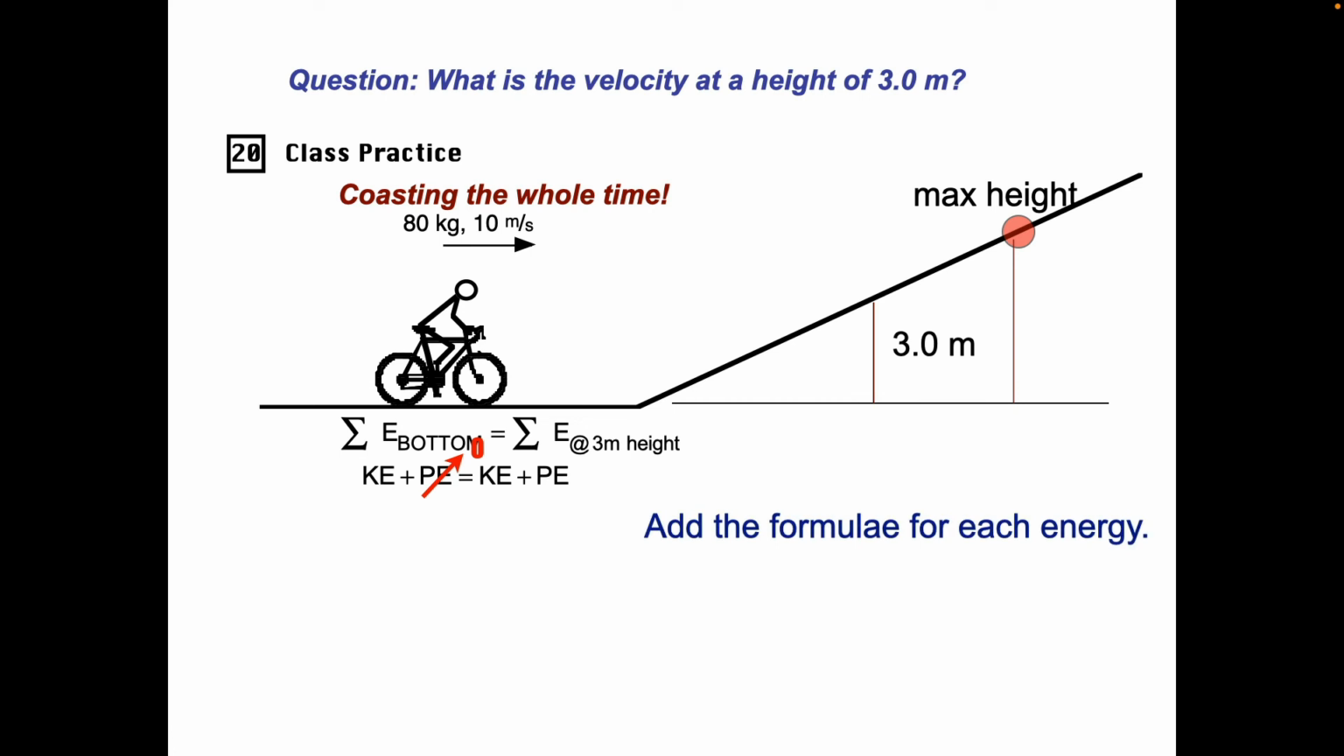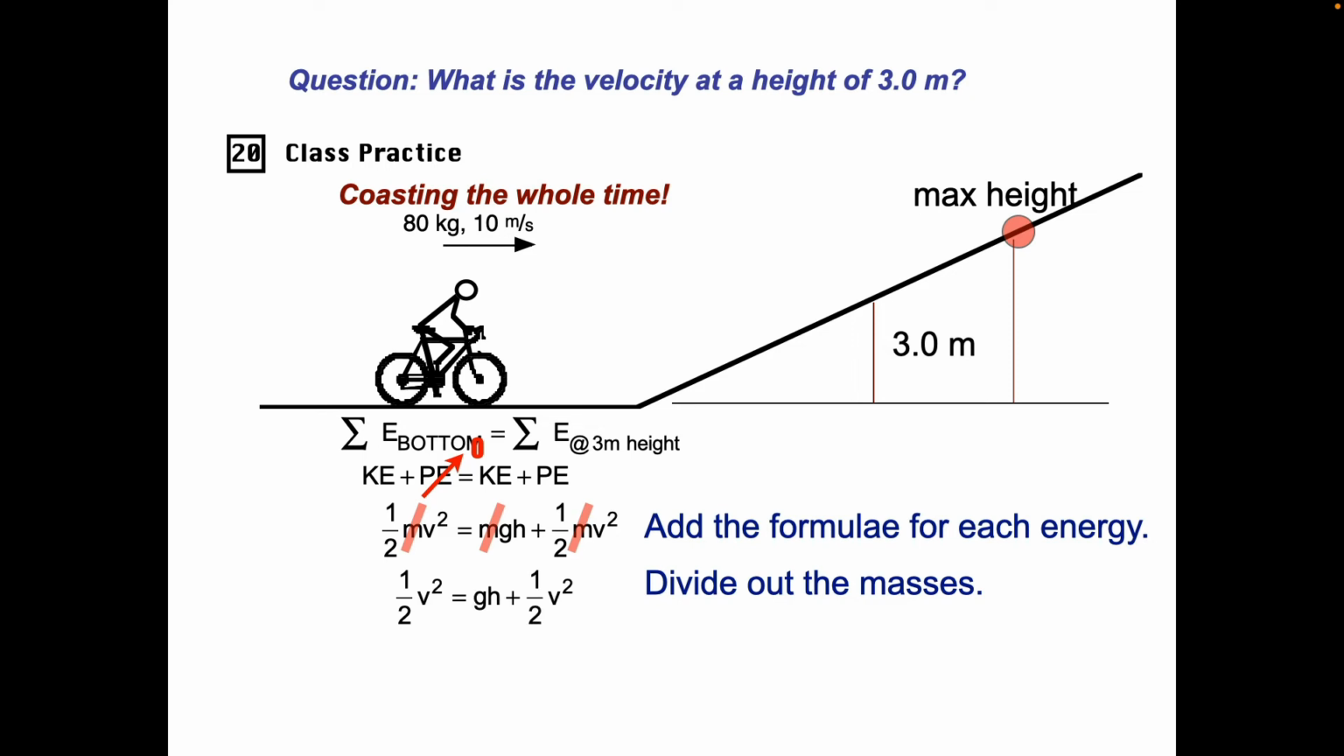Next step, I'm going to add my formulas for each of the energies that I have. So 1/2 mv squared equals mgh plus 1/2 mv squared. And if you look at this carefully, you can see that in each of the three expressions that are on the screen, I have a mass. So I can divide the mass out from each expression. So that's what I'm going to do. You can't always do this, but right now in our perfect world setup, it works great. So 1/2 v squared equals gh plus 1/2 v squared.